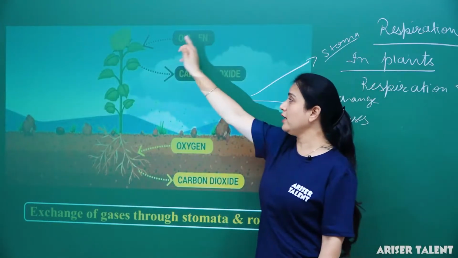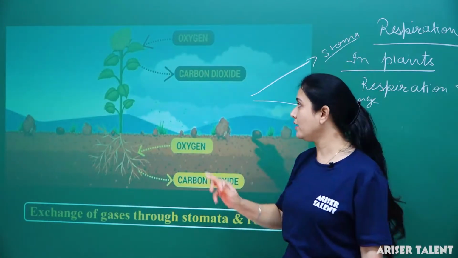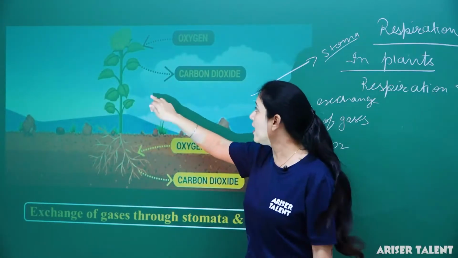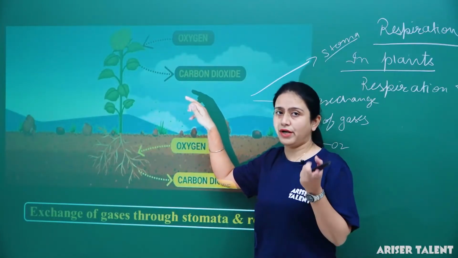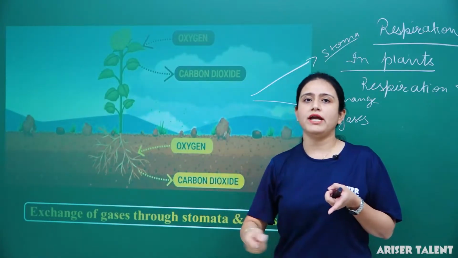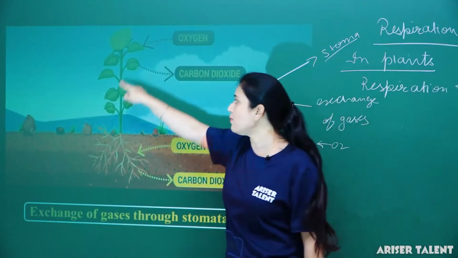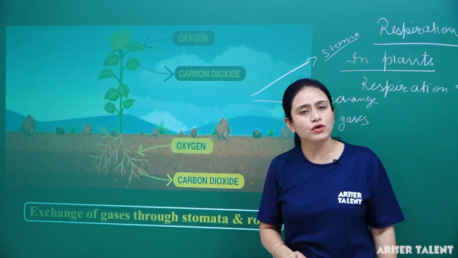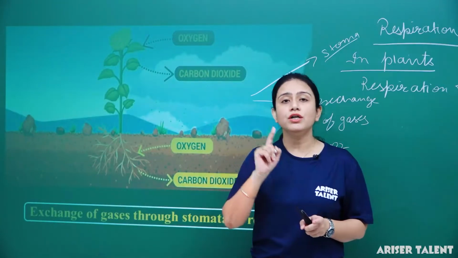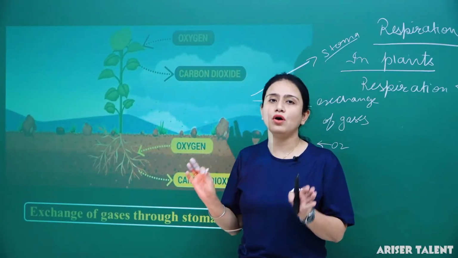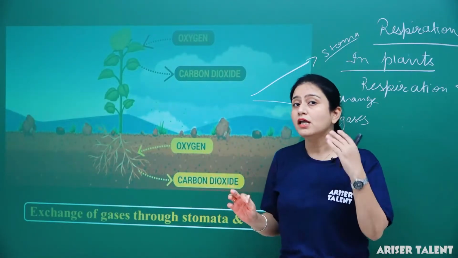So during the day, when respiration takes place, carbon dioxide is produced. That carbon dioxide is utilized by this plant only for the process of photosynthesis. This is the reason that during the daytime the amount of carbon dioxide in the air is less.